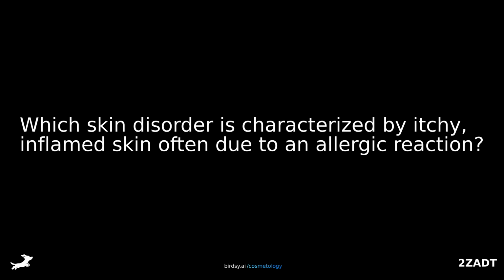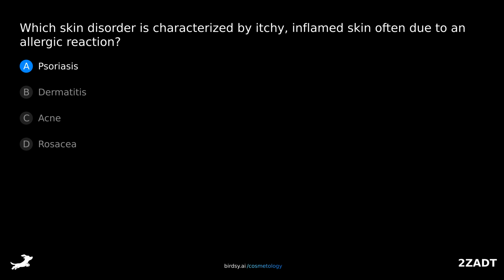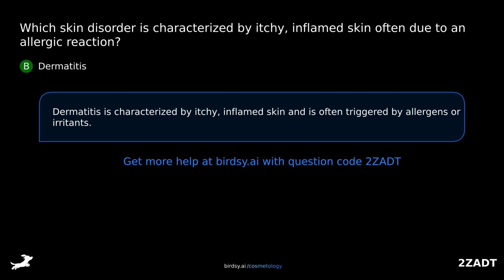Which skin disorder is characterized by itchy, inflamed skin, often due to an allergic reaction? Is it A, psoriasis, B, dermatitis, C, acne, or D, rosacea? The answer is B, dermatitis. Dermatitis is characterized by itchy, inflamed skin and is often triggered by allergens or irritants.